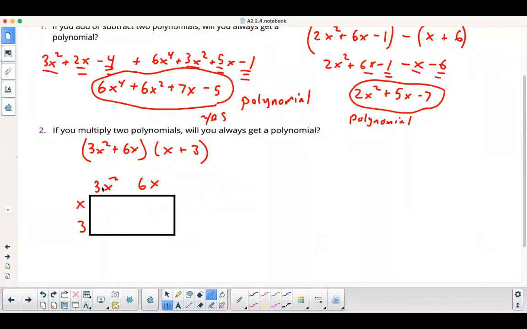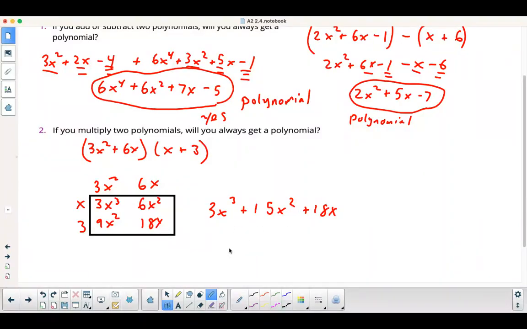So x times 3x squared is 3x cubed. X times 6x is 6x squared. 3x squared times 3 is 9x squared. And then 6x times 3 is 18x. Now I got to combine like terms. So I have 3x cubed, I have 15x squared plus 18x. Looks like it's still a polynomial.